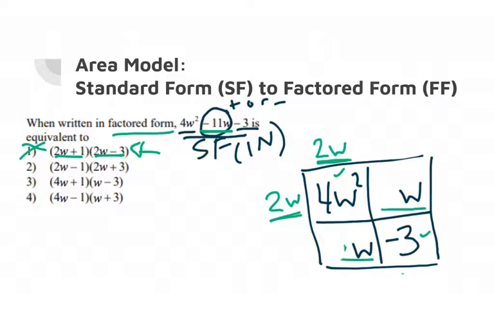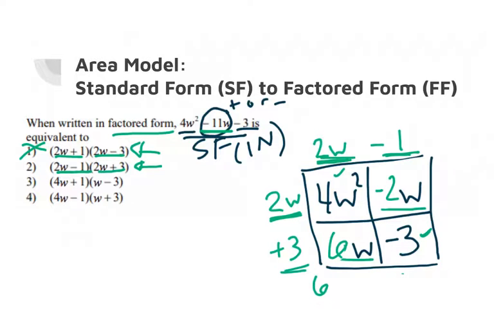And I can already see my next set of factors has the 2W already, but now it's minus 1 and 2W plus 3. So the 2W and 2W is the same. 3 times negative 1 still gives me negative 3. Now, negative 1 times 2W gives me negative 2W. And 3 times 2W gives me 6W.